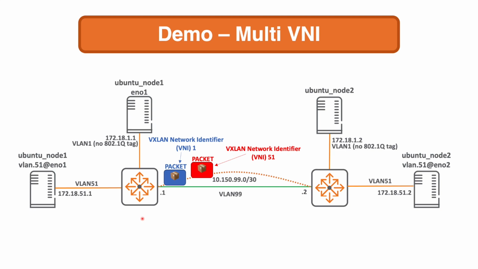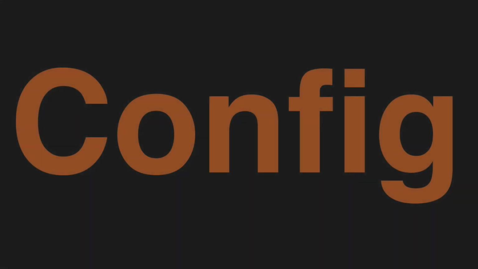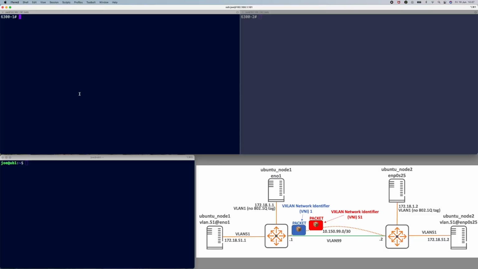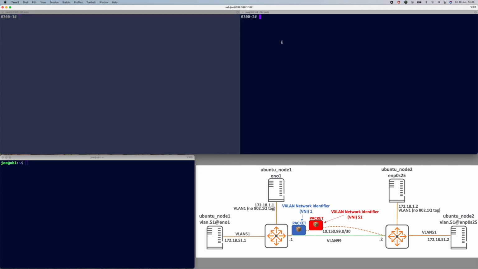I think that's enough about the detail. Let's dive right in and start configuring these devices. Here's my configuration setup, very similar to the first video. Top left, I've got my Aruba 6300-1, top right is -2, bottom left is the Ubuntu Node 1, which I've just called UB1. Then we have a diagram of the network that I am going to configure.